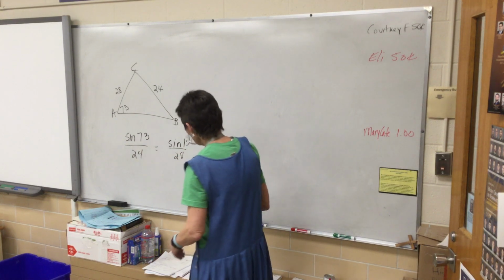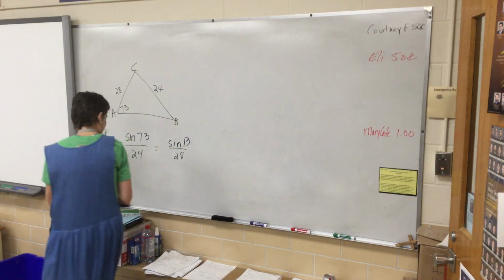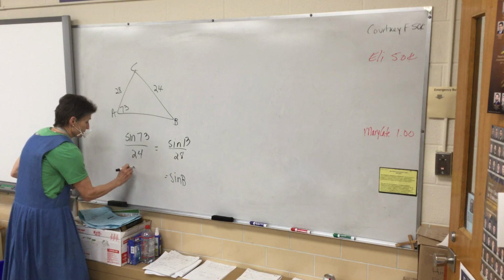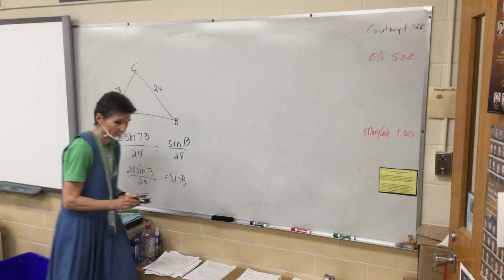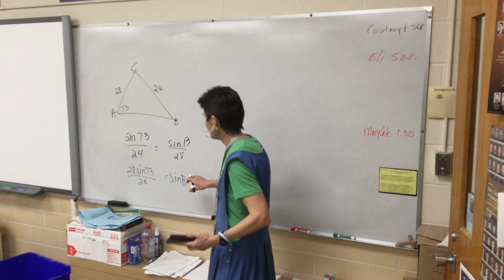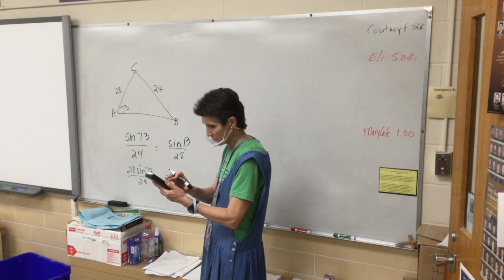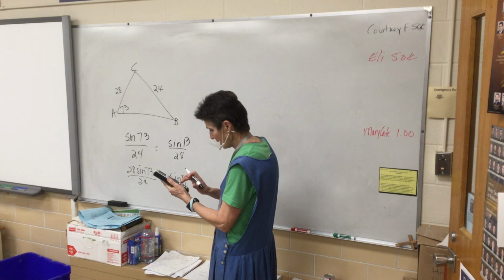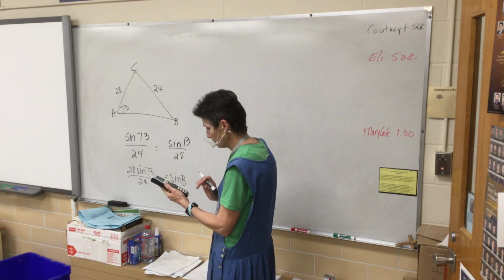Okay, so here we go. Cross multiply and divide. Now remember, sine B is going to be your variable. So we have to somehow type this into our calculator. How do we type it into the calculator when the variable is sine B? Second sine, 28 sine 73, close parentheses, divided by 24.